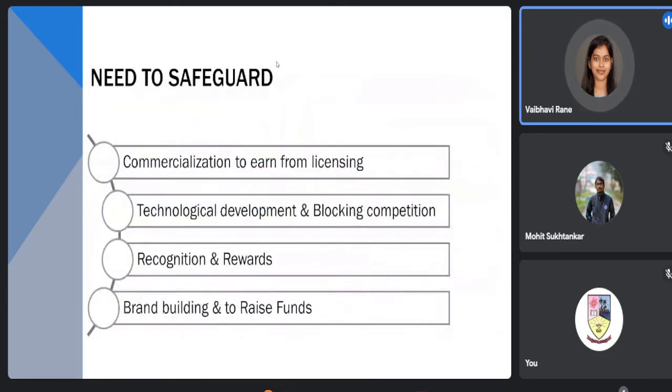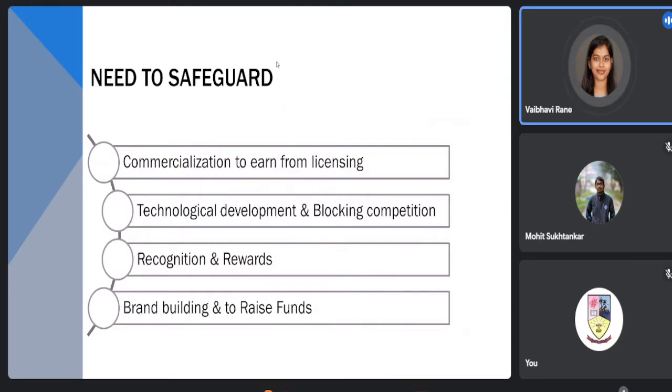Now, why do you need to safeguard your intellectual property? From your startup perspective, these are the four reasons why you need to safeguard your idea, your intellectual property. First is commercialization, to earn from licensing. Now, when you protect your intellectual property, you become the proprietor, or the owner of that intellectual property. By being the owner, you can license out that intellectual property for others to use. And when you license out that product or that trademark, you certainly get revenue from it. So you can utilize your intellectual property to increase your revenue.